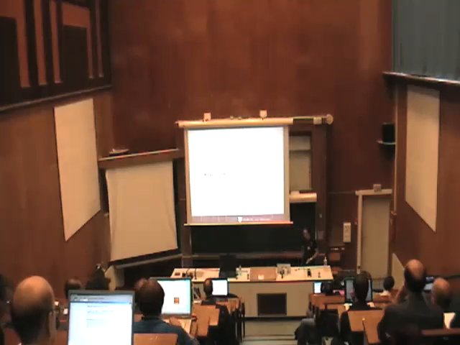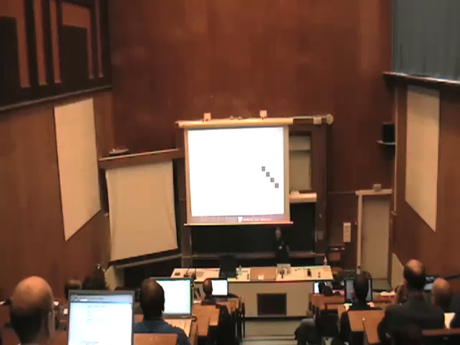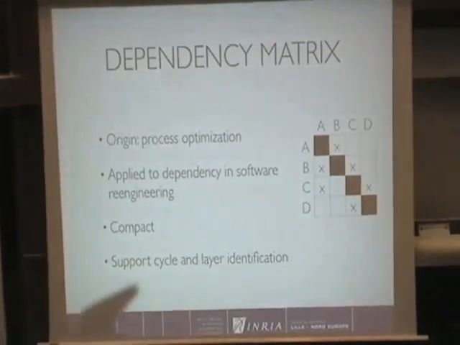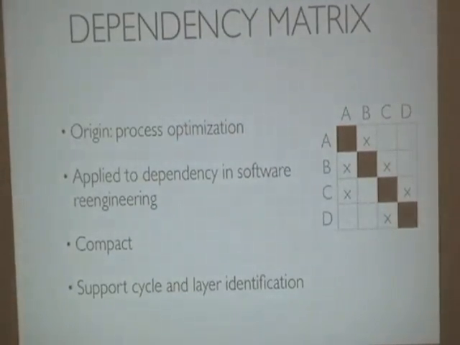Now, what is DSM? DSM has for origin process optimization, and it is used to organize tasks by dependency. So, and now it has been applied to dependency in software reengineering, and DSM, so it's like this matrix. It's compact, and it allows us to structure the visualization. So, and it supports cycles and layer identification. So I talk about layer after.